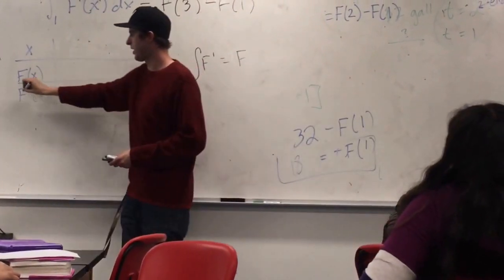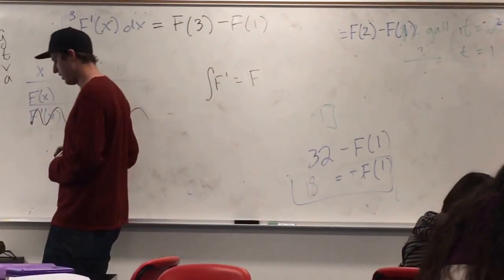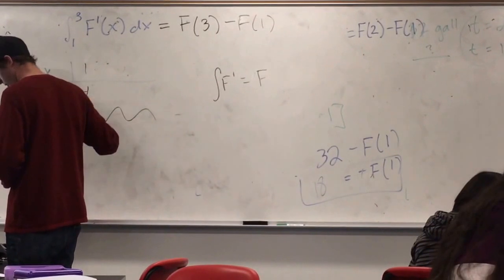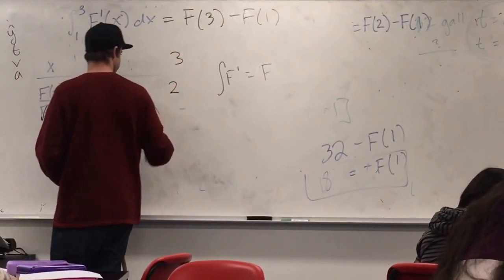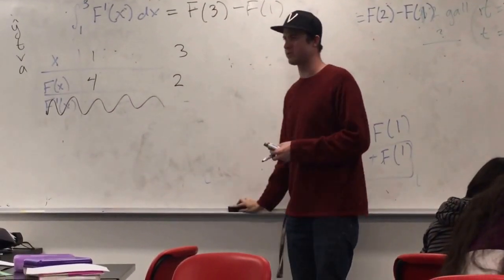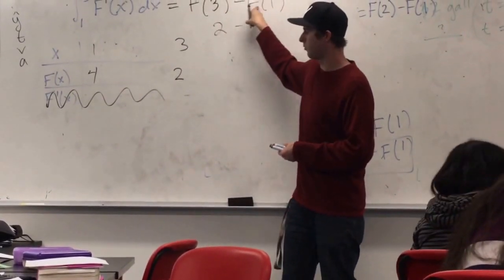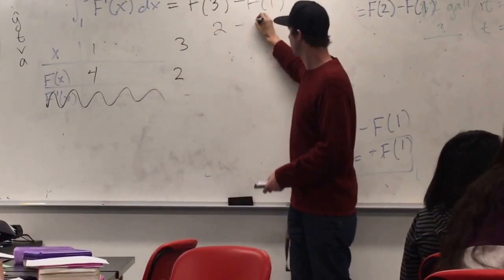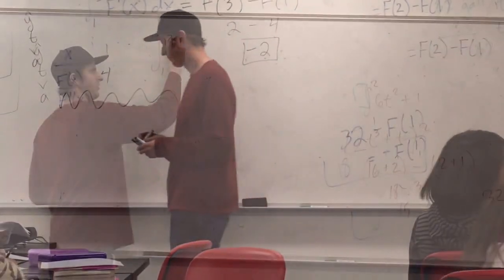Did we even need this bottom row? No. So we just go to where it's 1, and at 1 it was 4, and we go to where it was 3, and at 3 it's 2. So that means f of 3 is equal to 2 minus f of 1 is equal to 4. 2 minus 4 is negative 2.